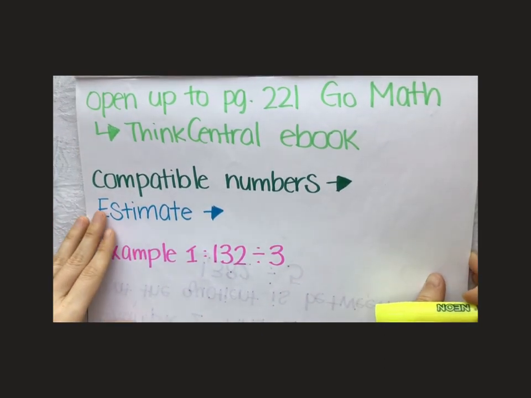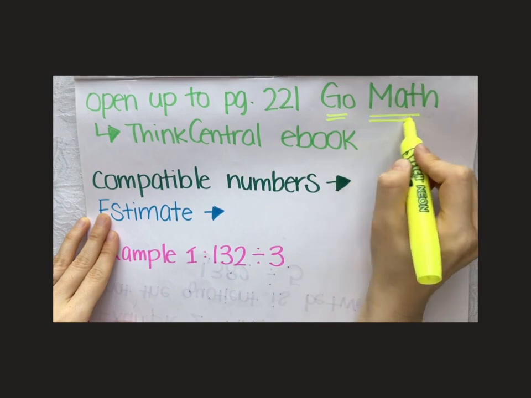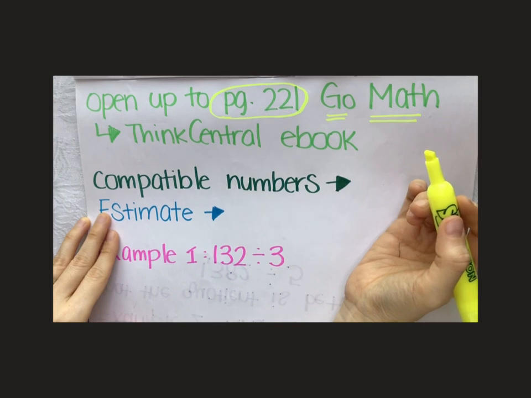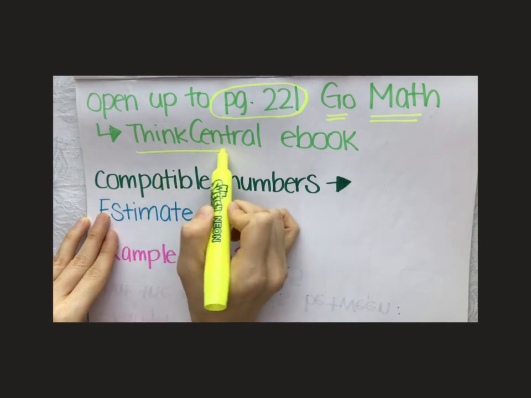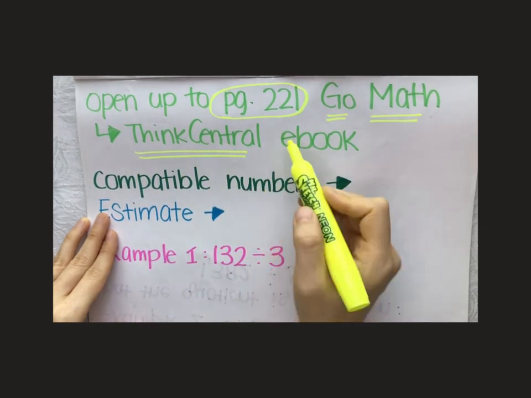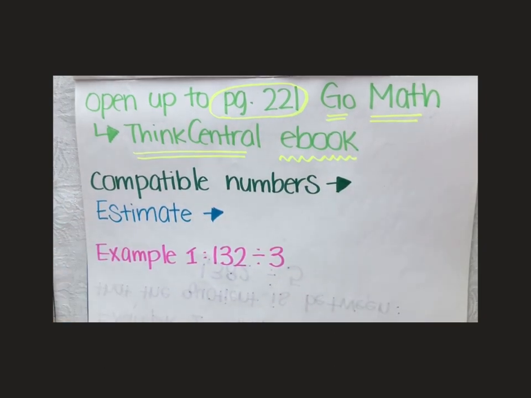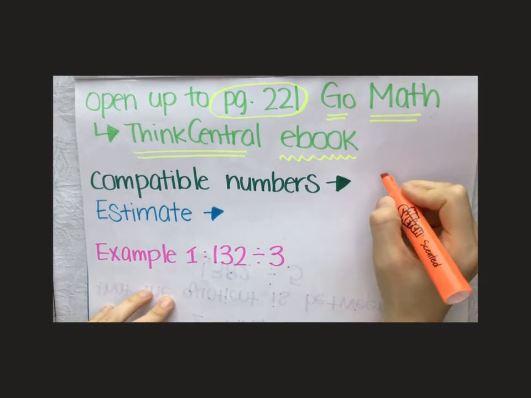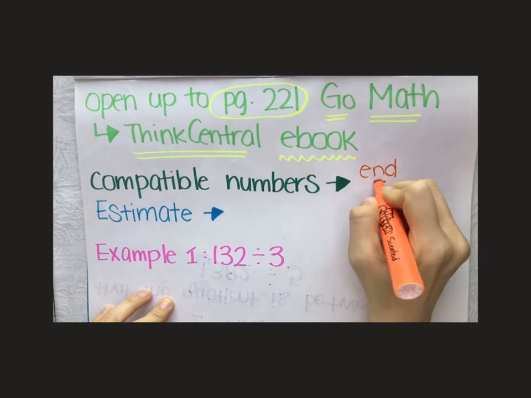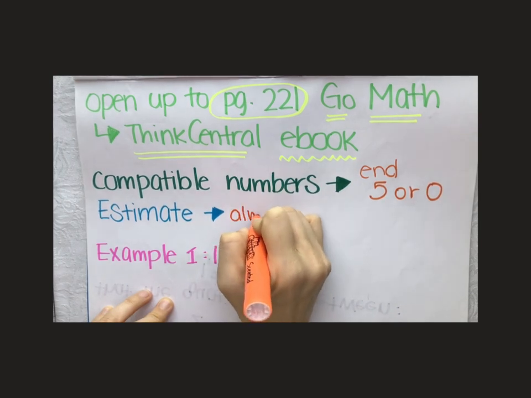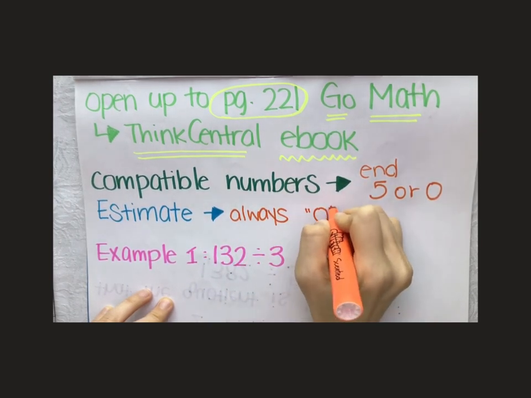Please open up your Go Math workbook, page 221. If you do not have your Go Math workbook with you, then you may access it through your Think Central, and you can use the ebook. As I have mentioned and reviewed just before, remember that compatible numbers can either end with 5 or 0. An estimate always has to end with the 0.